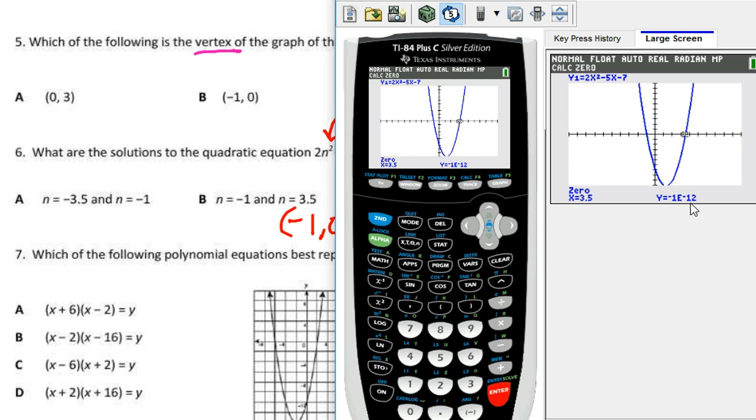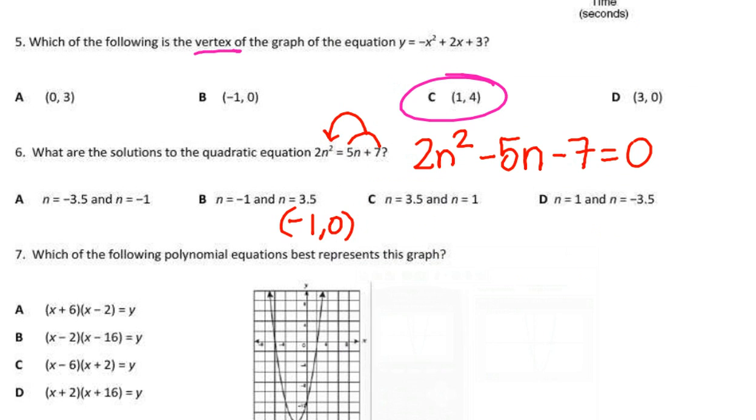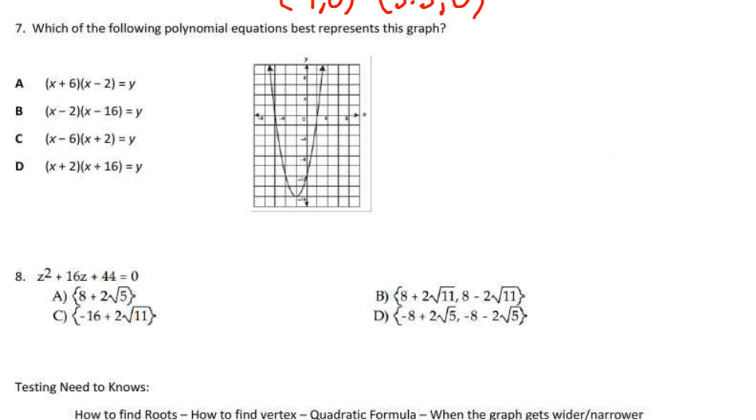All right, and we get 3.5. Whoa, y negative 1e to the what? What does that mean? Hopefully you remember anytime you see this e in your calculator, what does that mean? Yes, it does mean 0. So we get the point 3.5, 0. So looking at our answer choices, I need a negative 1 and a positive 3.5, and I see that here at B.